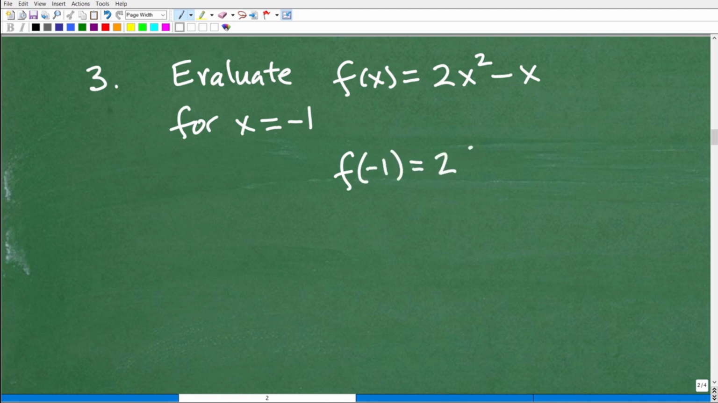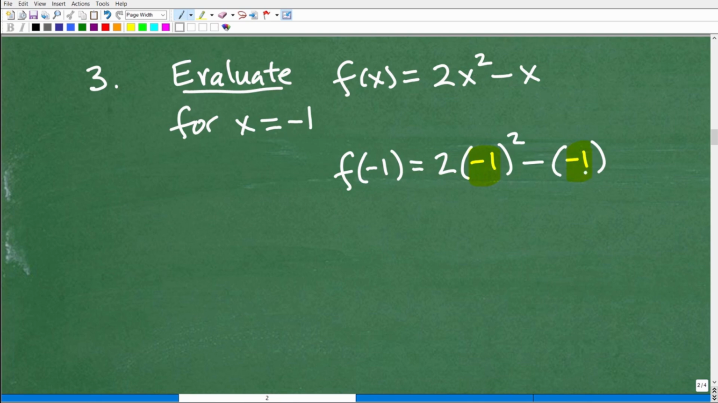A lot of students will make all kinds of crazy mistakes because they don't use parentheses when they're plugging their values into functions, especially negative values like this. This is what this means. This word evaluate means plug that value into this function, so it would look like this.